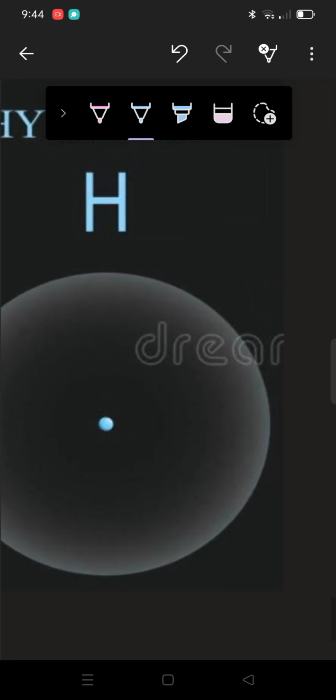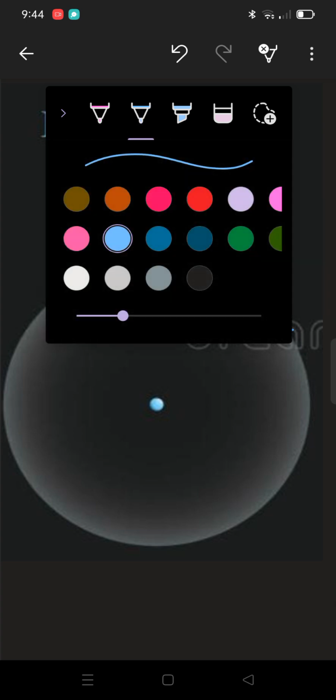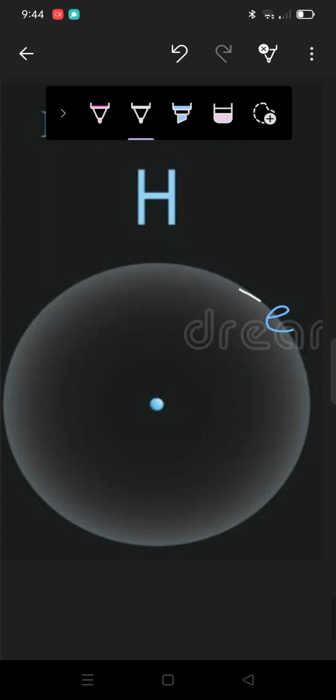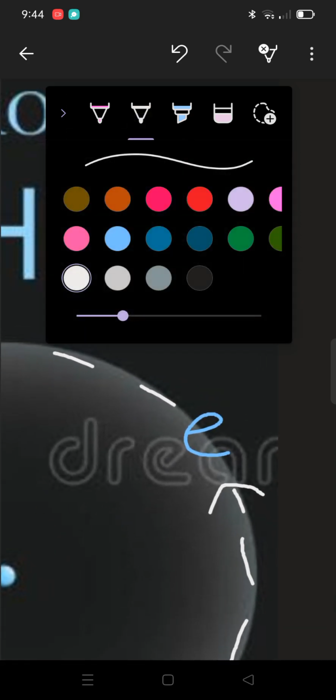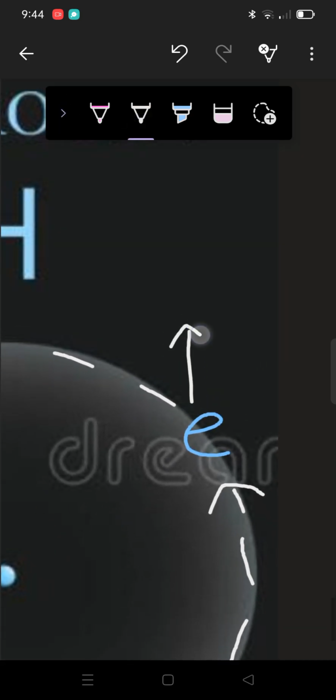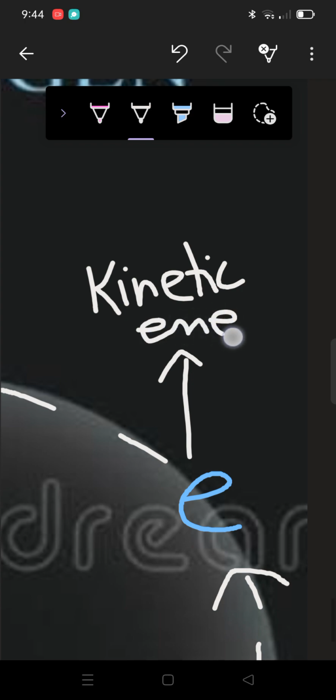Now we know that if an electron is revolving in an orbit, we know that due to the motion of a body, the energy produced in the body is kinetic energy, right? Let me write that: kinetic energy. This means this electron has kinetic energy.